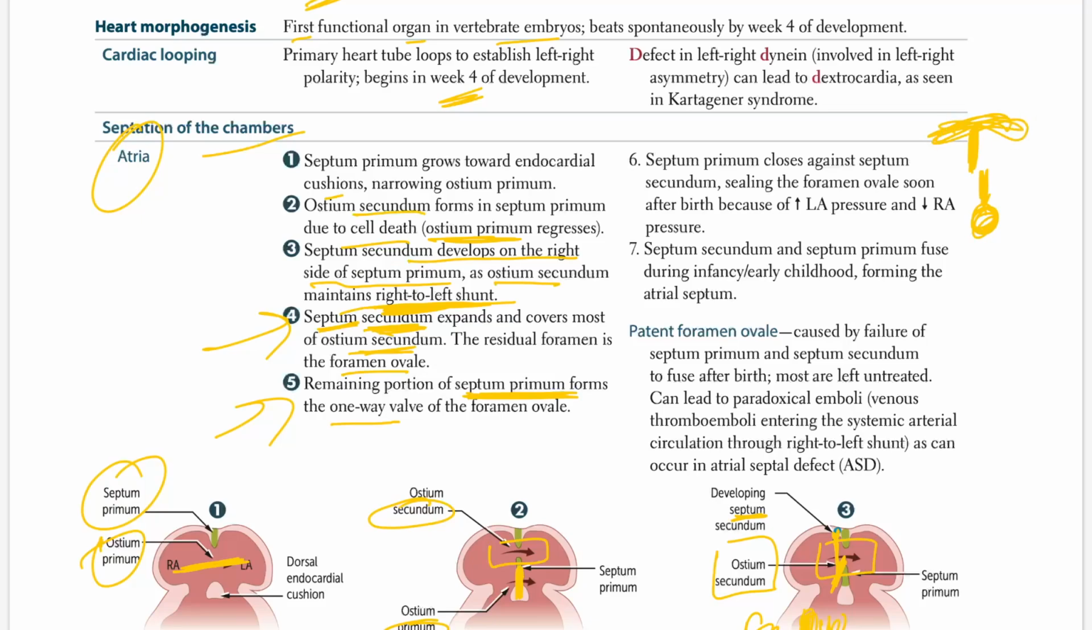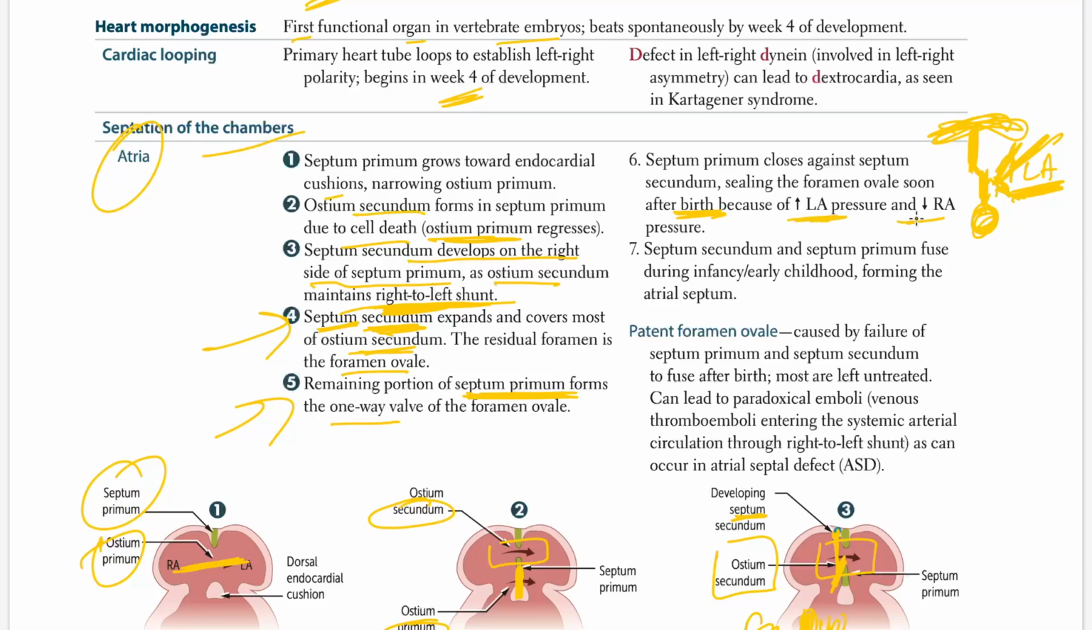So they're saying that after birth, your left atrial pressure is going to increase. When the left atrial pressure increases, that pressure is going to push on this septum primum, and this will close this flap. And when you close the flap, there will be no more right to left shunt.